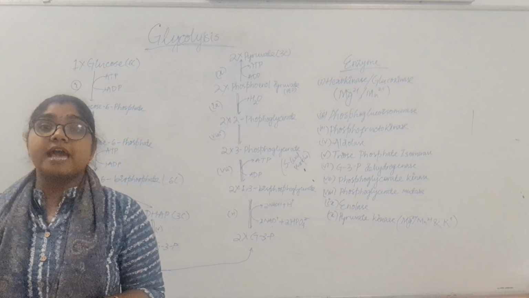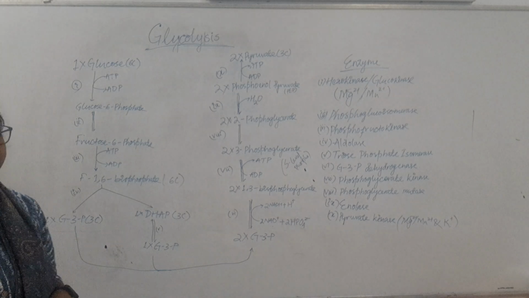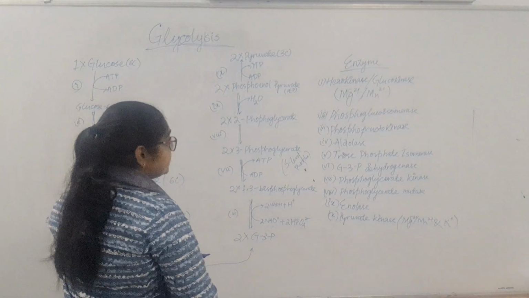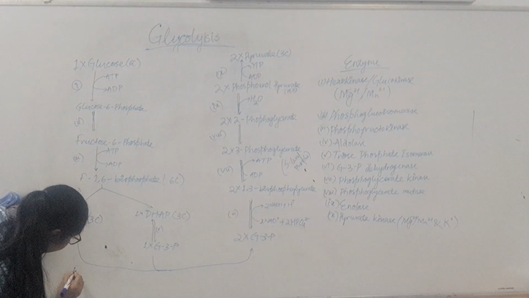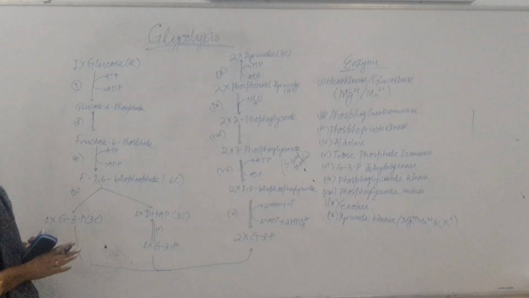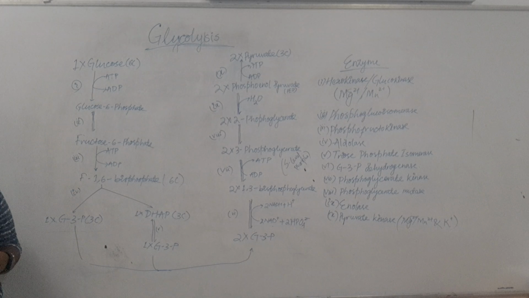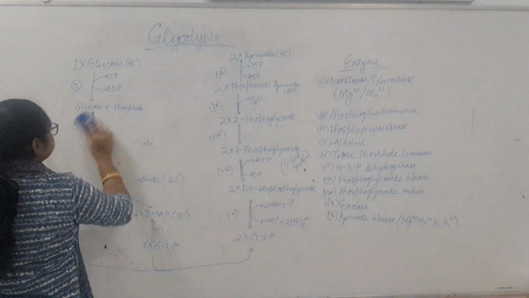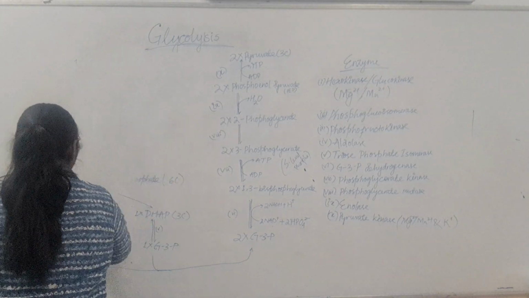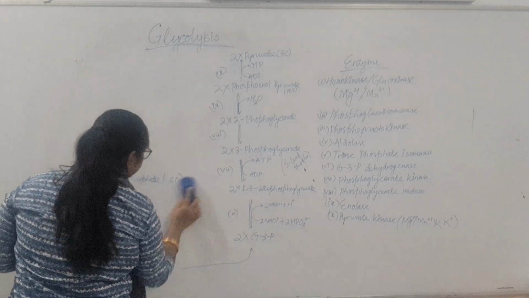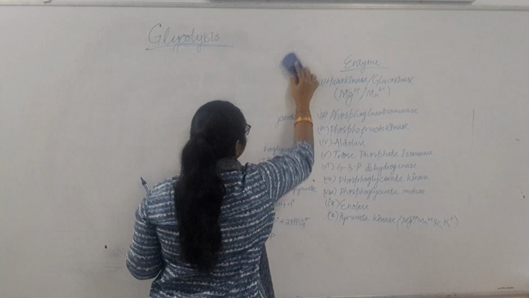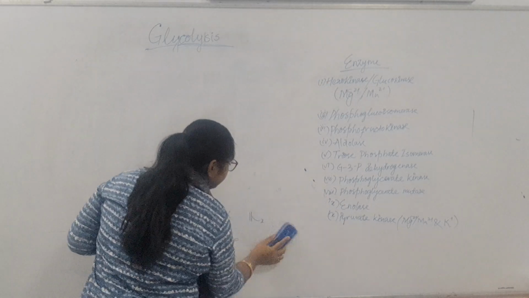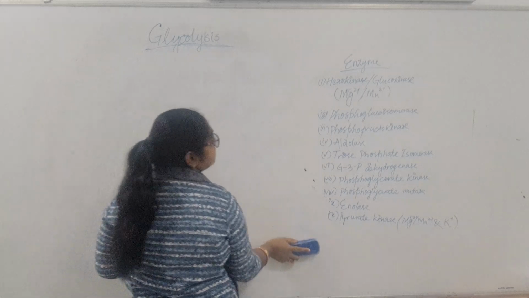Now we'll analyze the net reaction of glycolysis. If we look at the net reaction of glycolysis, we can say one glucose molecule is cleaved or lysed to produce 2 pyruvate molecules. Glucose is a 6 carbon compound and pyruvate is a 3 carbon compound.